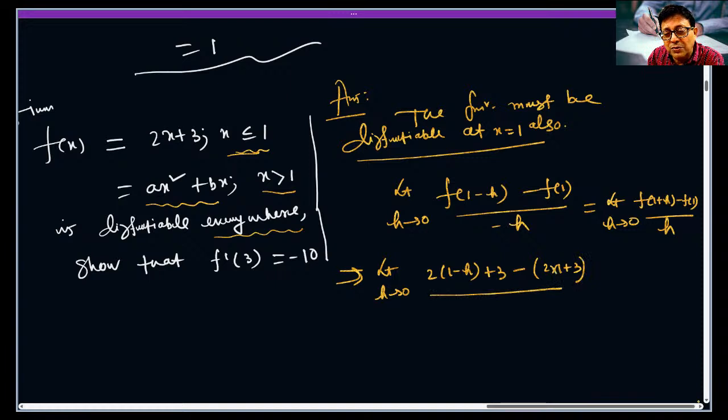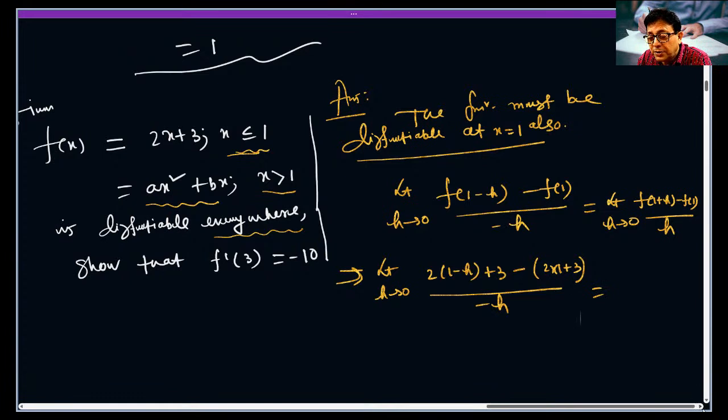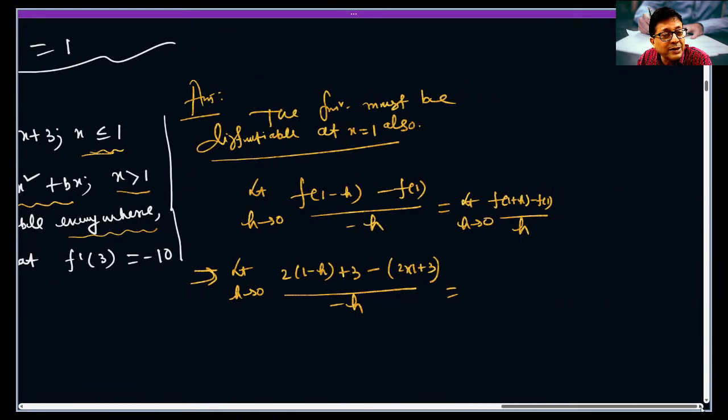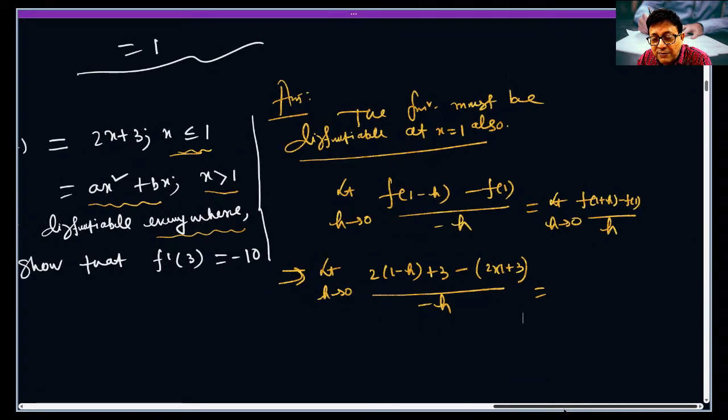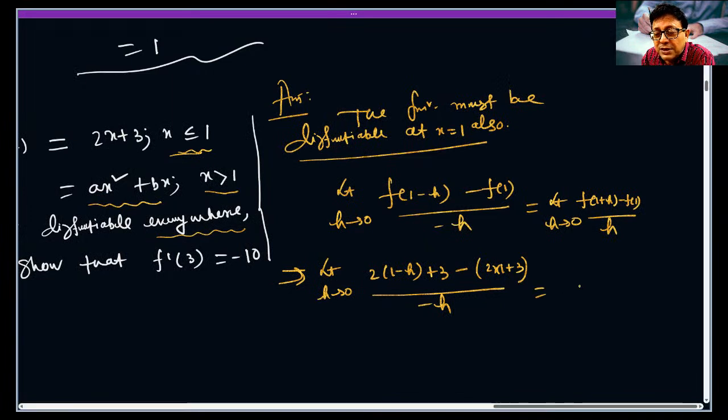2 into 1, not 2x, 2 into 1 plus 3 minus h. And for the right hand limit, f of 1 plus h, we have to substitute there only, where it is ax square plus bx. You can see the function, I keep it in the same frame. F of 1 plus h, same approach you will be doing for JEE.